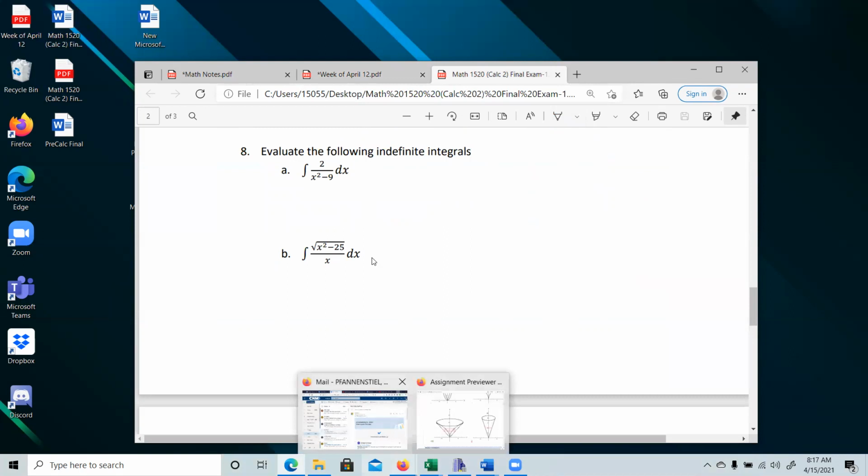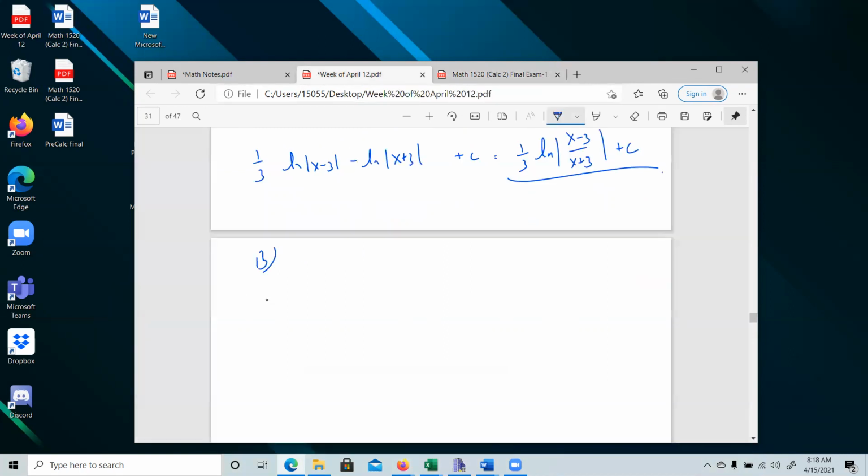And let's see what we can do with that. So this is the square root of x squared minus 25, over x, we're integrating, and we have a dx here, right? So we're good.